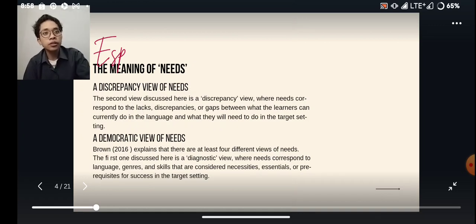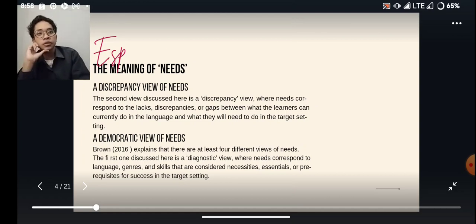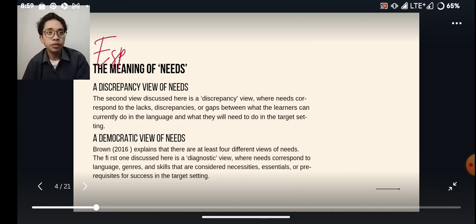Right, we can go next to the discrepancy view of needs. The second view discussed here is the discrepancy view, where needs correspond to the lacks, discrepancies or gaps between what the learners can currently do in the language and what they will need to do in the target settings. As we can see in the previous chapter, Dudley-Evans and St John use the term lacks for these concepts.